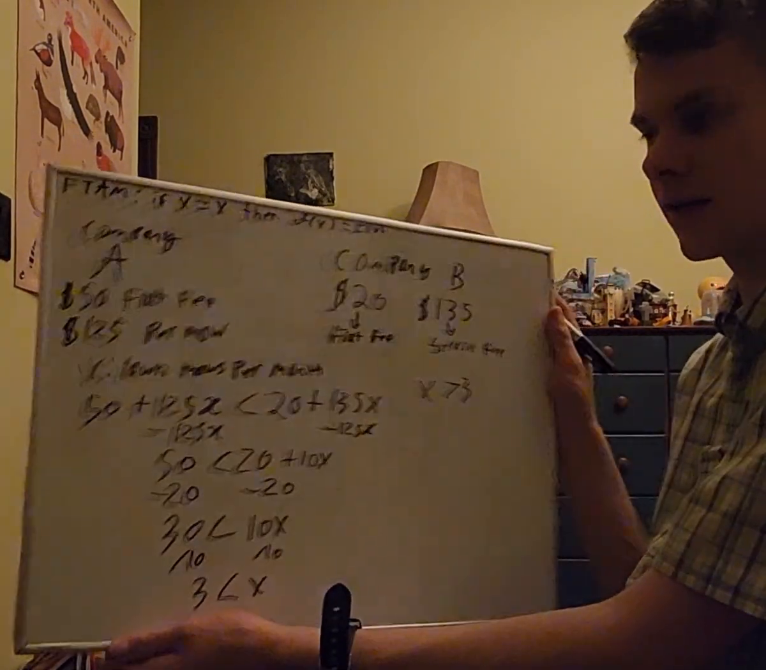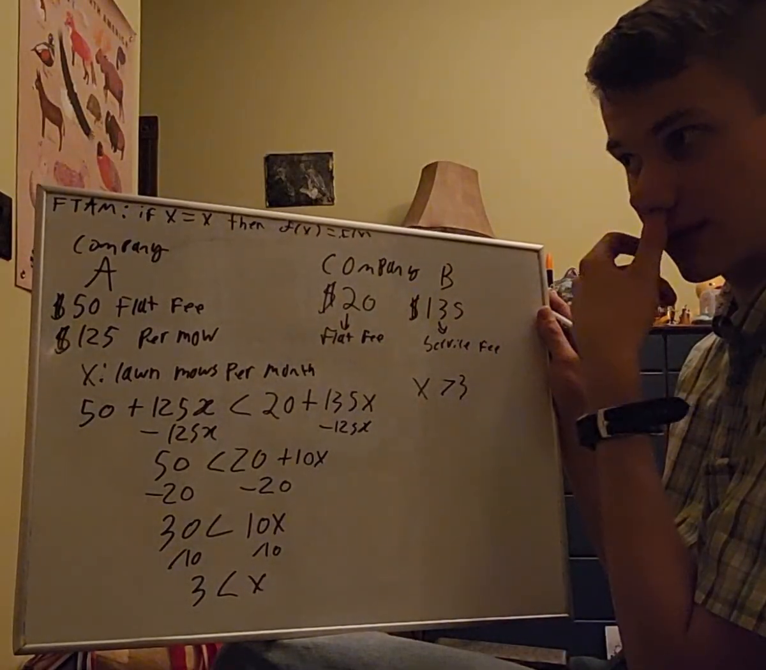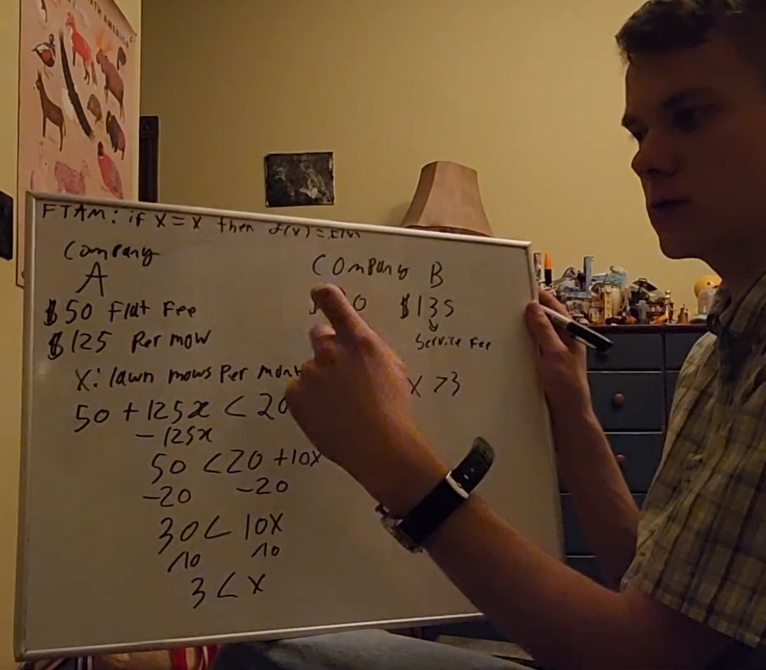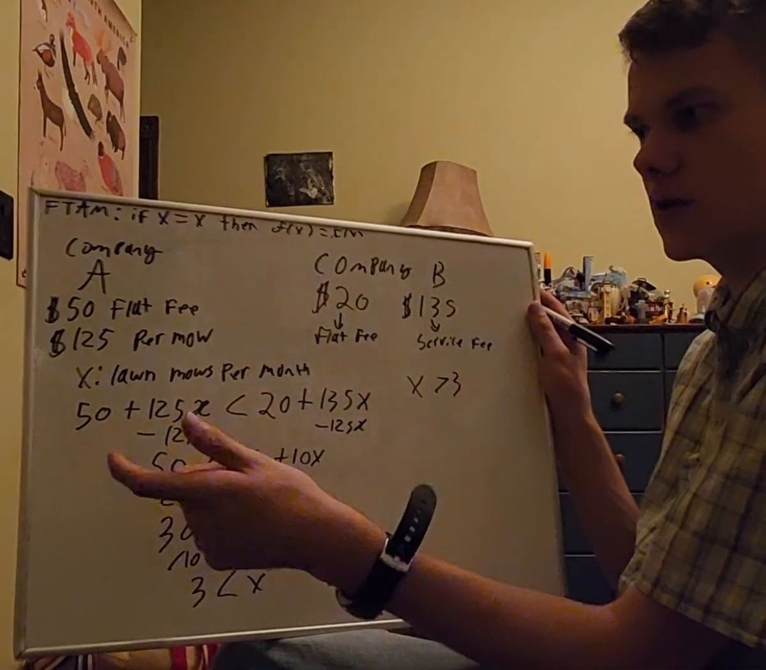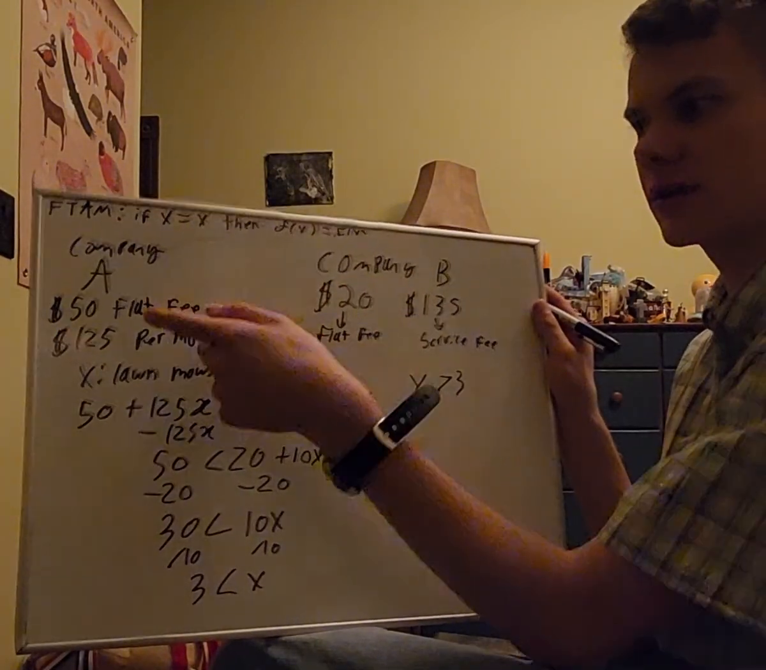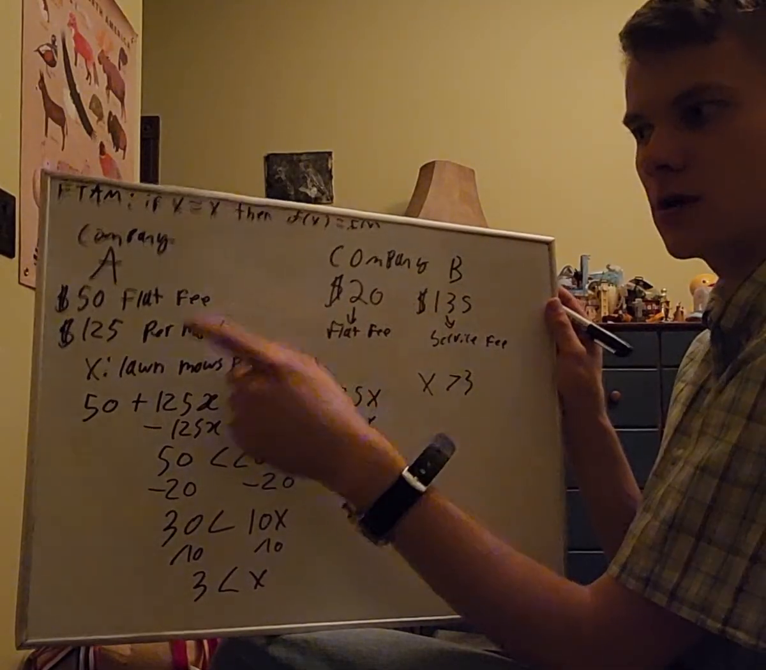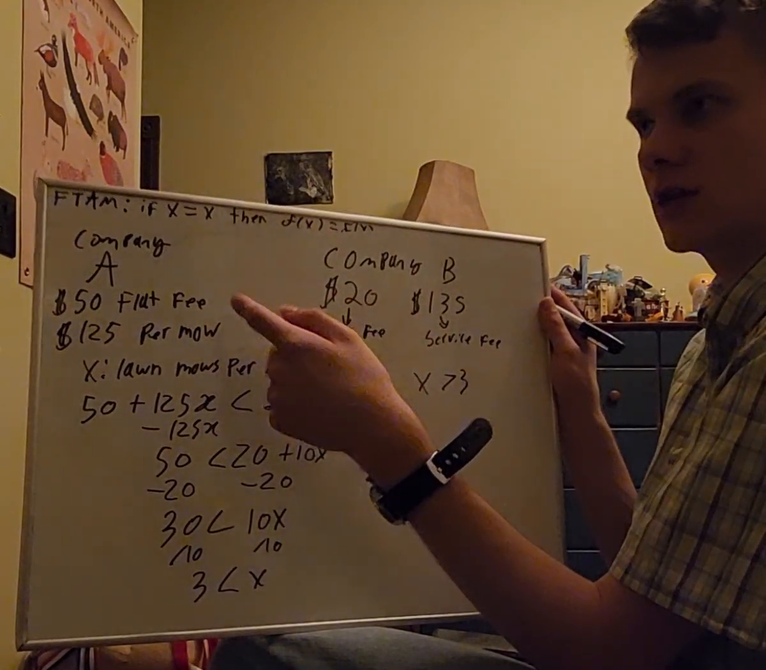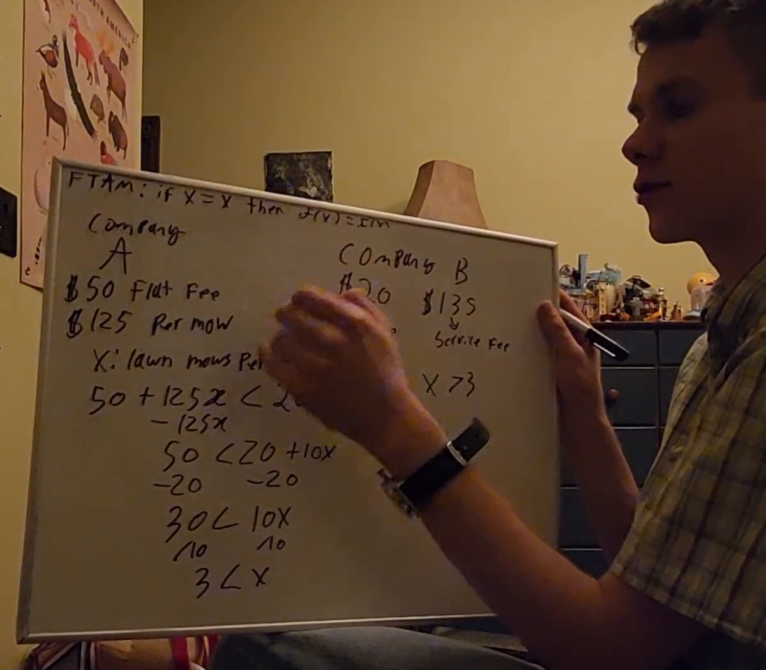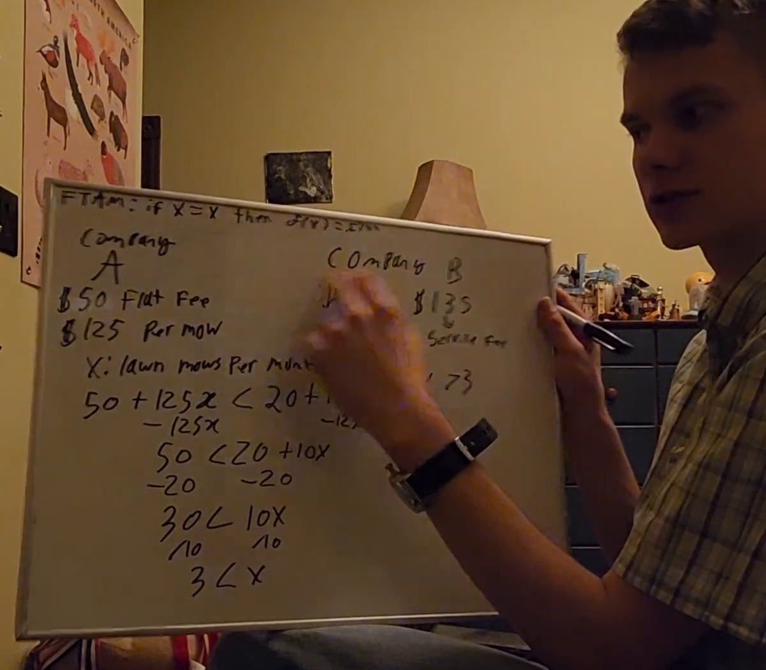That tells us if x is like 4, then company A is cheaper than company B, because even though it has a bigger flat fee, the $10 cheaper per month actually catches up by that time, such that it's cheaper. Which makes sense, because if you look at the difference between these, that's $30 more for your flat fee, and this is $10 less per mowing. So even though this is $30 more for a flat fee, it's $40 less with all the mowings, so you're going to be $10 cheaper.